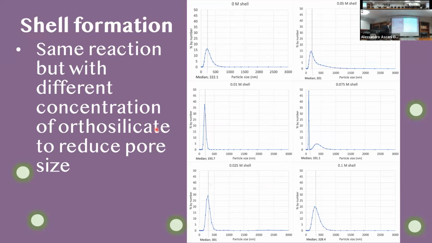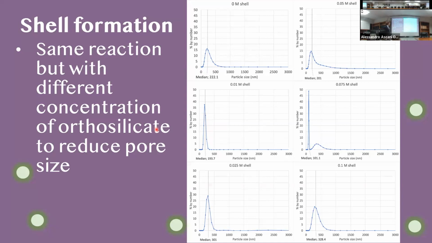Essentially, we use very low amounts. And what we noticed is that until about 0.075, there was no big change in the size of the particle. I mean, something is happening, but we cannot really see it by the particle size. So looking at the 0.075, there's a double peak. And that warned us that we added too much orthosilicate.